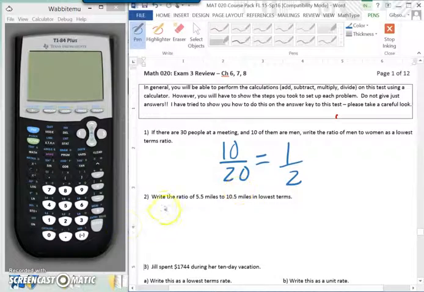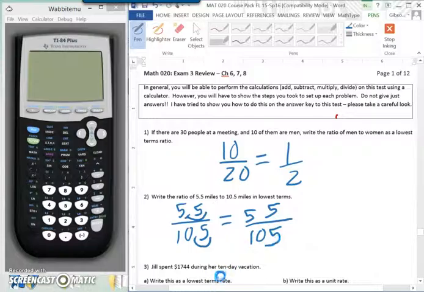Okay, so now we go here to number 2. It says write the ratio of 5.5 miles to 10.5 miles in lowest terms. So we have 5.5 over 10.5. Now, here's what I would suggest you do. You look at the digits behind the decimal. Whichever one has the most digits, that's how many places you will move the decimal in the numerator and the denominator. It just so happens that both of these only have 1. So we will move this one place and move this one place. So this will give us 55 over 105.